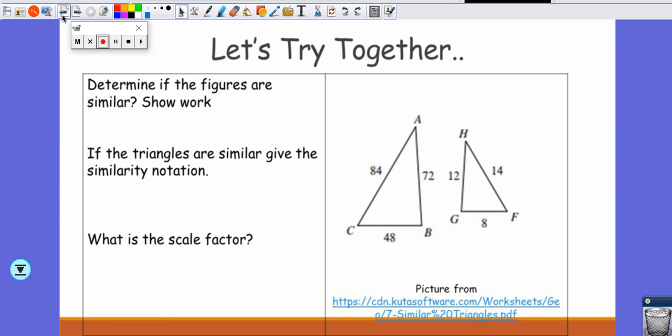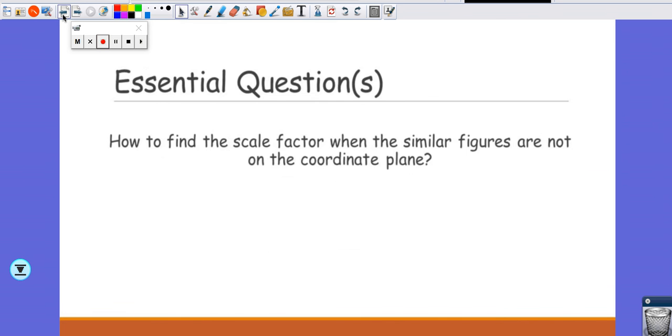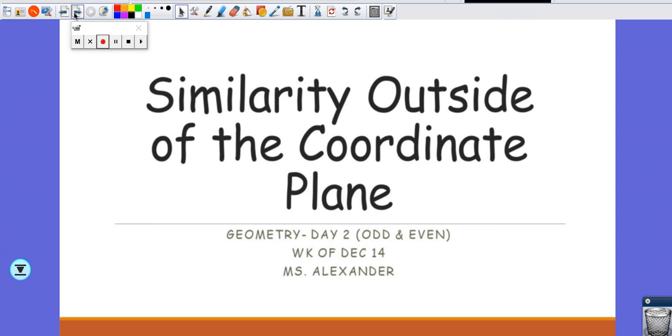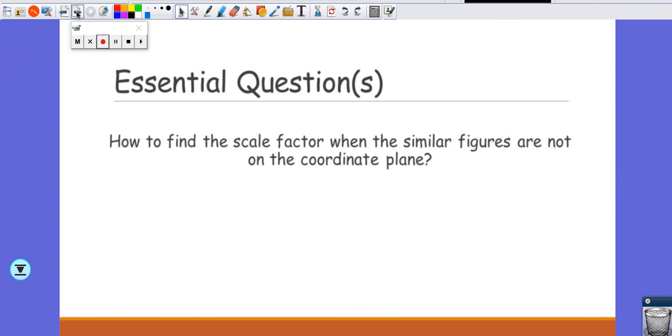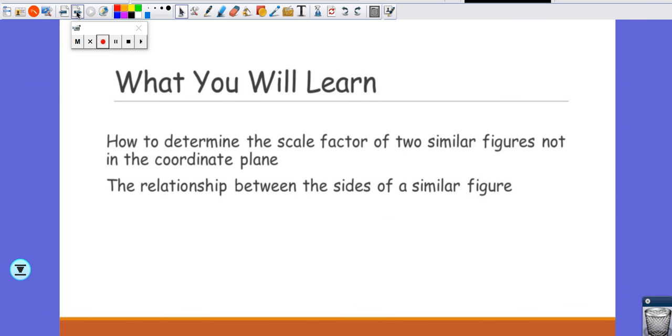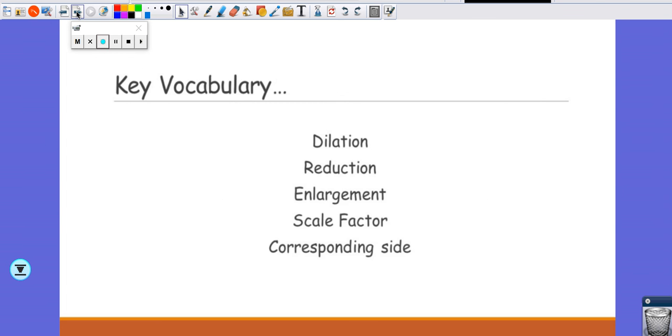Alright guys, so we are going to continue to talk about similar figures outside of the coordinate plane. And we're going to talk about how to determine the scale factor of two figures that are not on the coordinate plane and the relationship between the sides. And you already know what these key vocab words are.